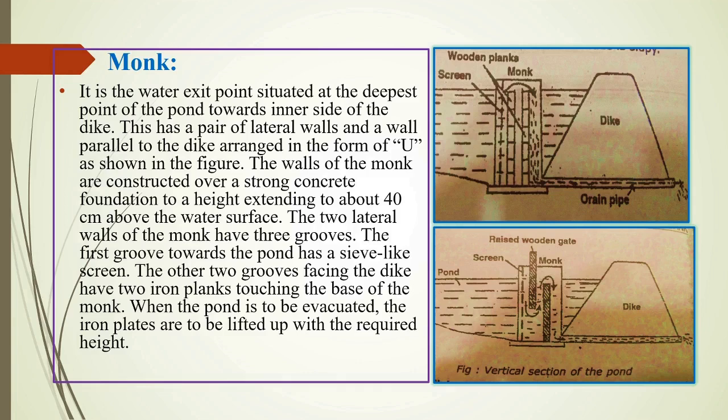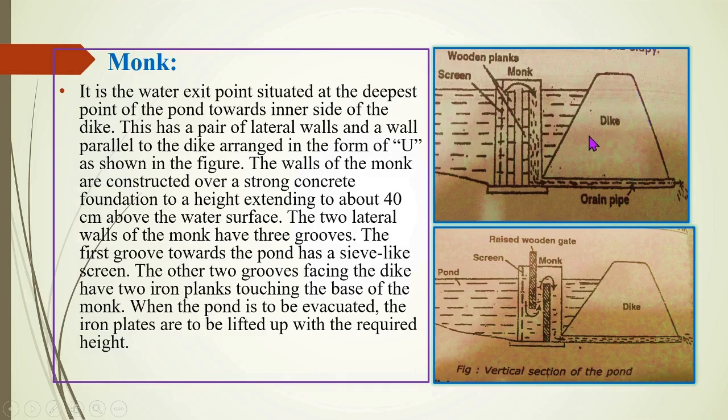The walls of the monk are constructed over a strong concrete foundation to a height extending to about 40 centimeters above the water surface. The two lateral walls of the monk have three grooves. The first groove towards the pond has a sieve-like screen.